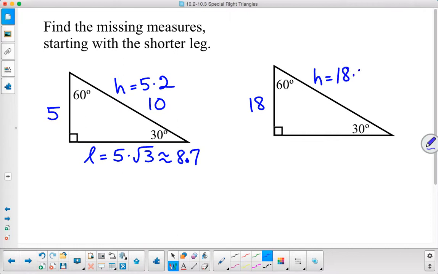Hypotenuse is short leg times 2, which is 36. Long leg is short leg times the square root of 3. In decimal, 31.2.